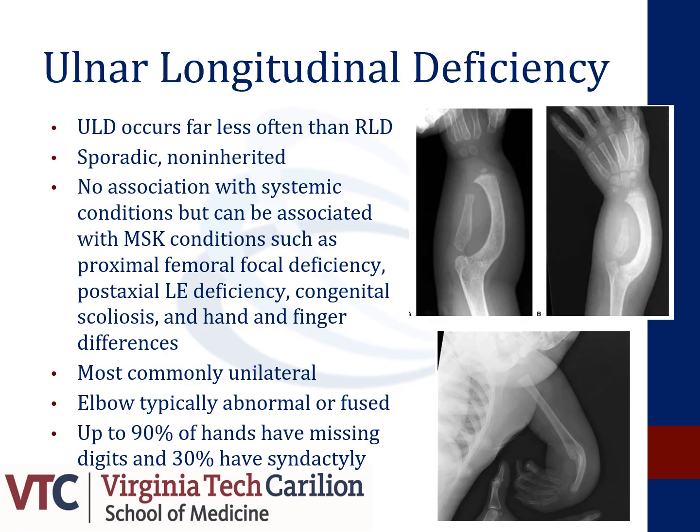Ulnar longitudinal deficiency, on the other hand, is less common than radial deficiency and tends to have more of a sporadic origin. It's more commonly unilateral. Typically, the elbow is abnormal and may be fused. And in these scenarios, most hands are missing digits, may have syndactyly, and may still also have some thumb deformities as well.